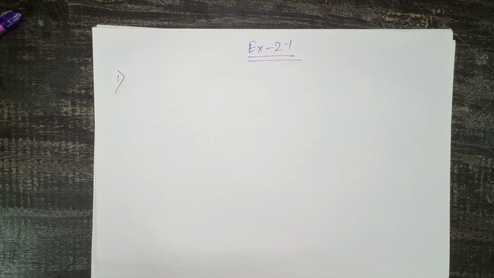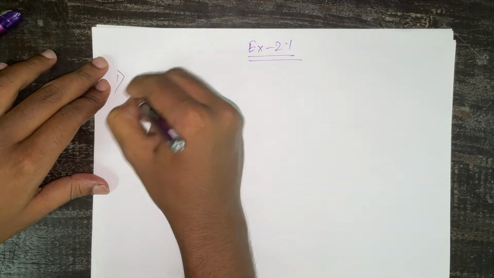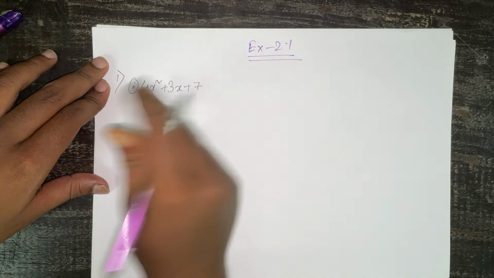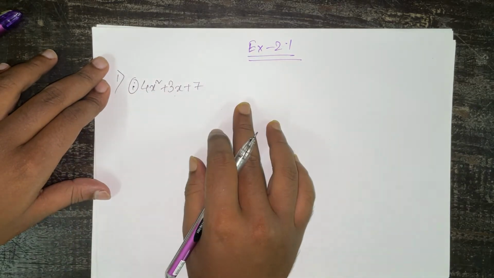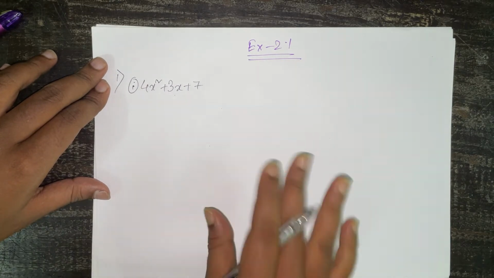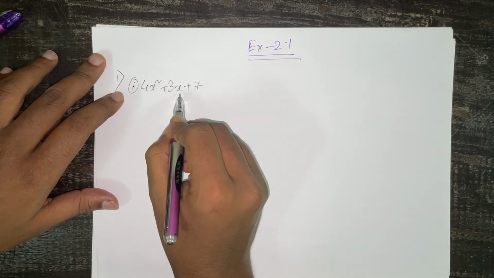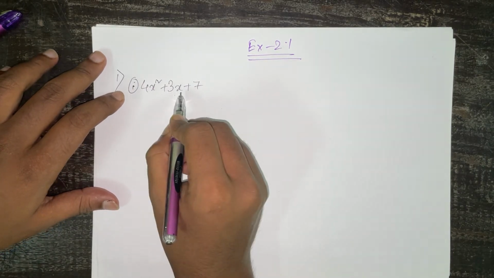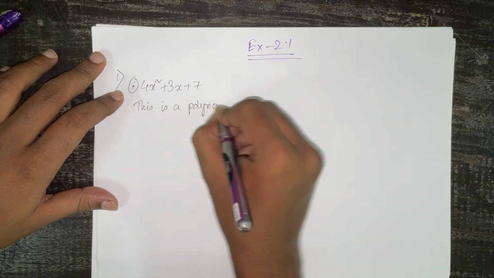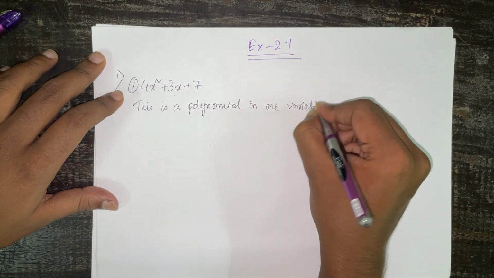So what we have here: state reason for your answer. Number 1, it is given that 4x square plus 3x plus 7. This is the polynomial, the expression given. You have to say which of the following expressions are polynomials in one variable and which are not. Polynomials in one variable means, here what is the variable? Variable is x. So since we have a single type of variable, this is a polynomial in one variable because only one type of variable is there, that is x.